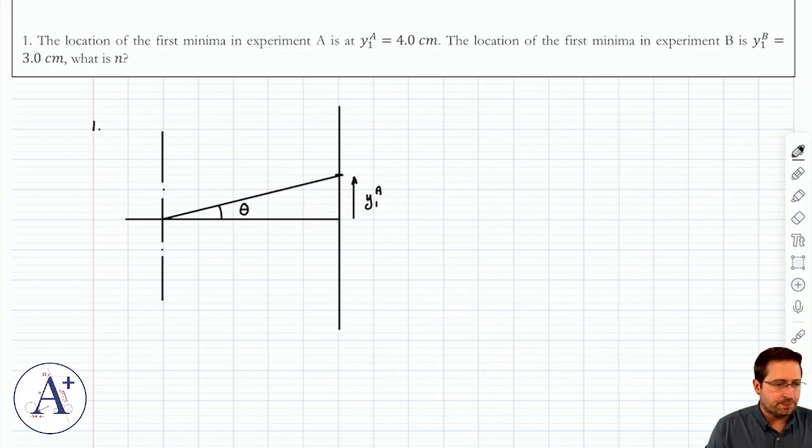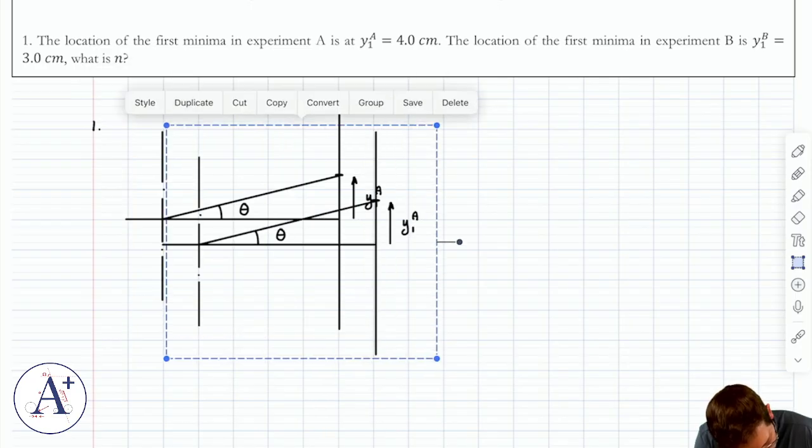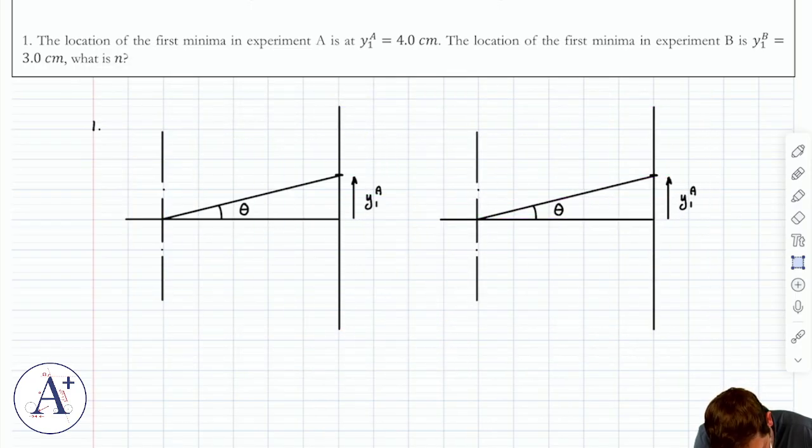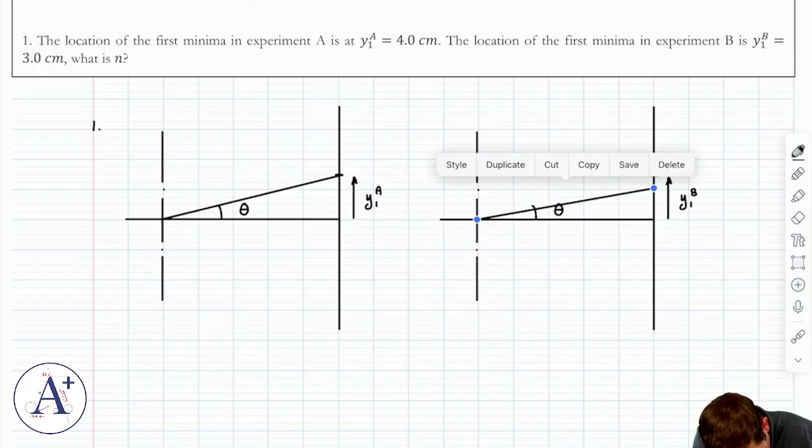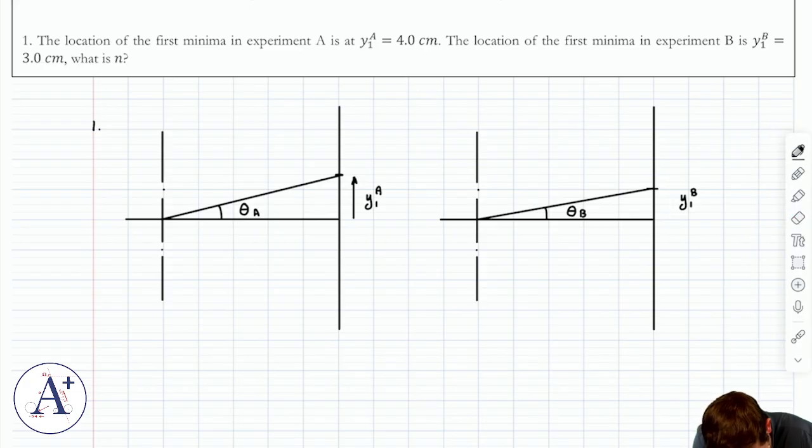Now, make a copy for this. This is going to be Y1B. It's going to be slightly less. So maybe this is theta A and this is theta B, because obviously the angles won't be the same. But in both cases, the screen distance is L0 and the slit separation is D0.